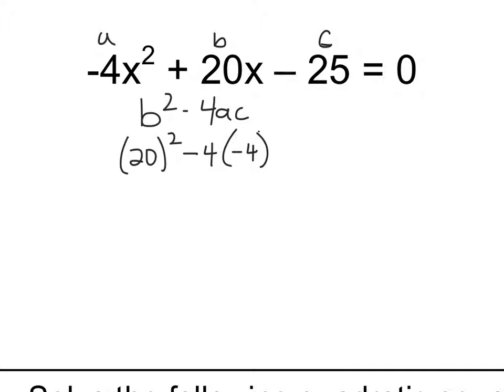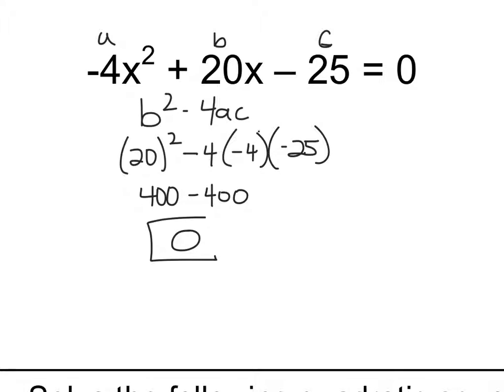And c is negative 25. Okay, so 20 squared, that's 400. Then I have negative 4 times negative 4 is positive 16. Positive 16 times negative 25 is negative 400. 400 minus 400 is 0. So that number is going to tell me, is it positive, negative, or 0? This is 0, so in this case, we have one real solution.